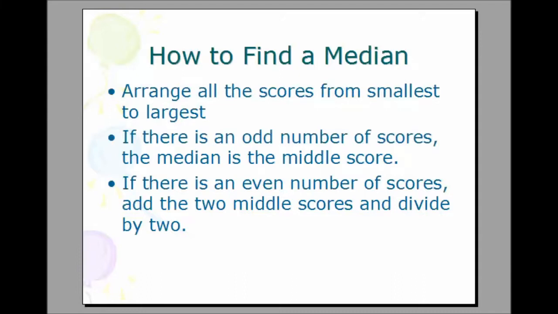How to find a median? Arrange all the scores from smallest to largest. You could arrange them from largest to smallest also, that doesn't matter. If there is an odd number of scores, the median is the middle score. If there is an even number of scores, add the two middle scores and divide by 2.